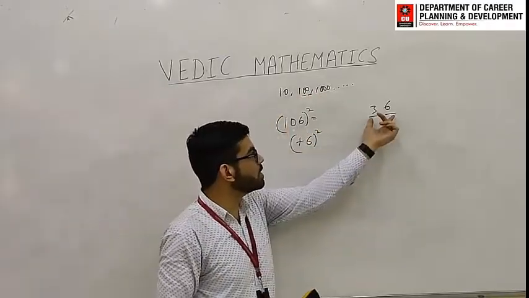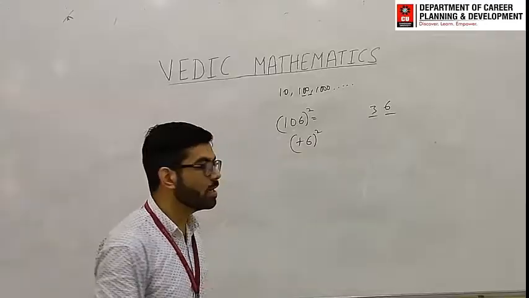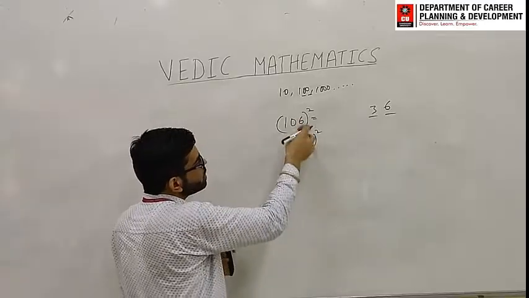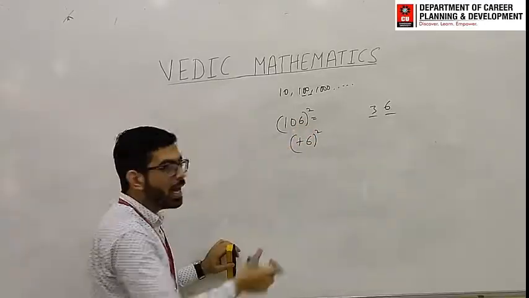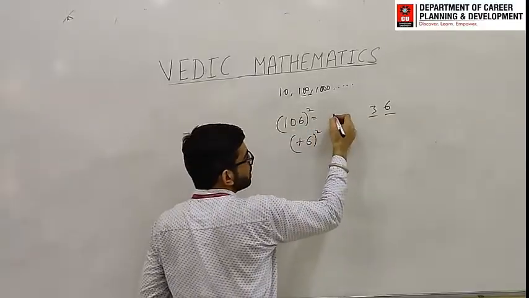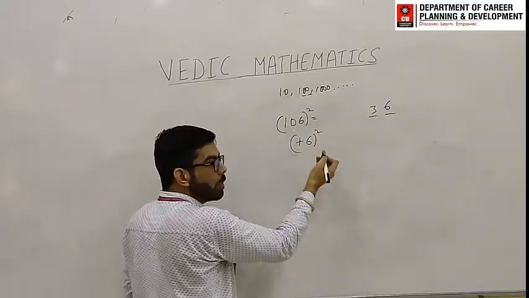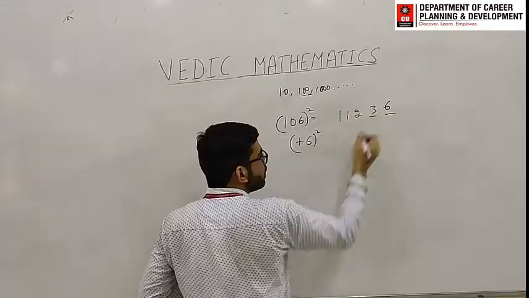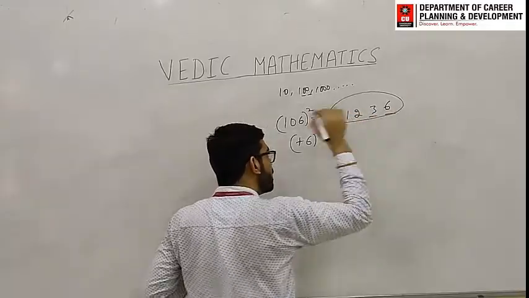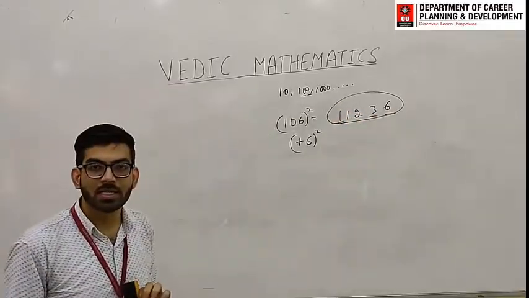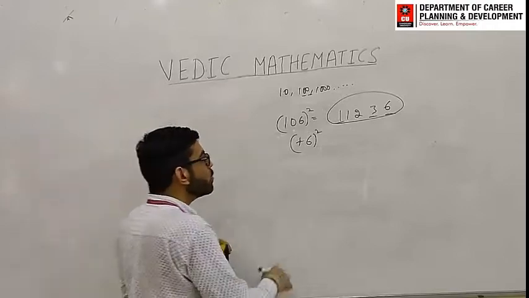Is it clear? 106 is near to 100, more than 100 by 6. So the square of 6 will be your last two digits, and since this number is more than 100 by 6, add 6 to this number. That means 106 plus 6, so 112. So our answer will be 11236. Is it clear? Let's go to another example.